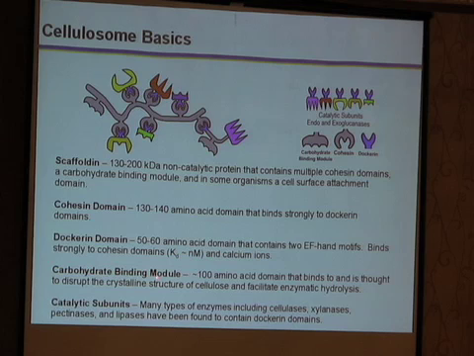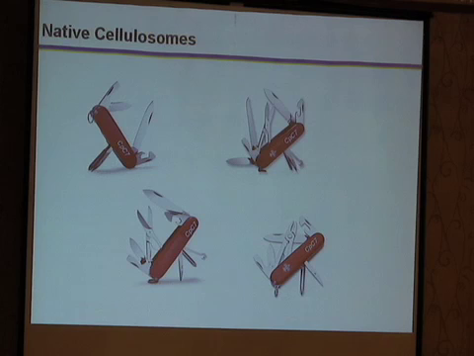So the catalytic subunits, as you'll see in a minute, there are many different types. There are also a number that we don't understand what they are at this point. So putting it in a little bit different perspective, what we want to be able to do is to understand native cellulosomes, which are in some ways like a bacterial Swiss Army knife. And once we understand these, we'd like to be able to make designer cellulosomes.